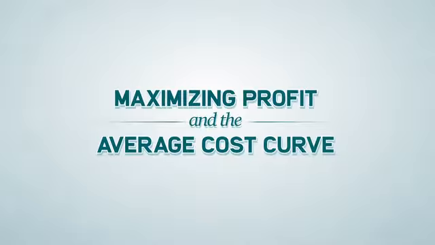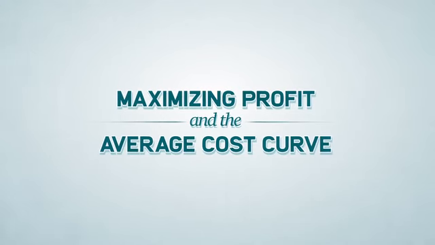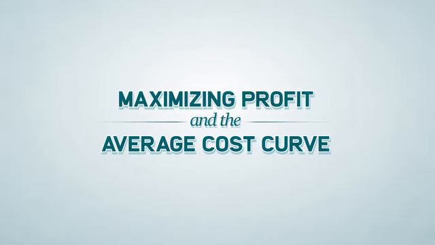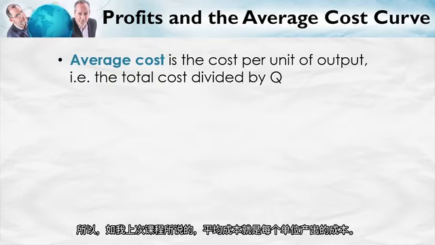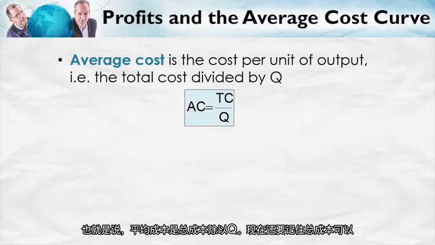Now that we know how to find the profit maximization point, we're going to show the amount of profit on the diagram using the average cost curve. So as I said in the last lecture, average cost is the cost per unit of output. That is, average cost is total cost divided by Q.